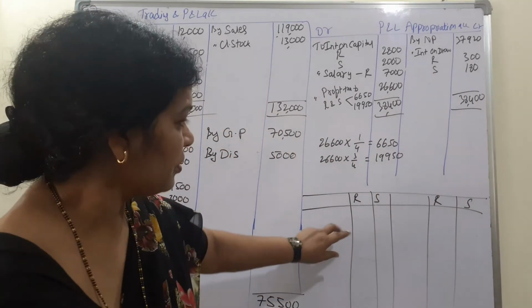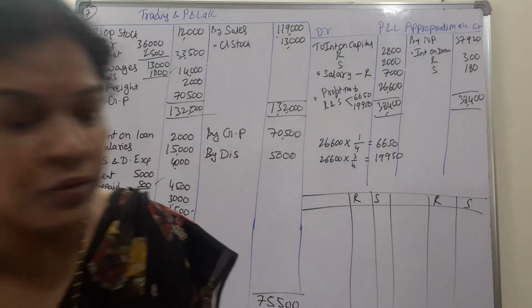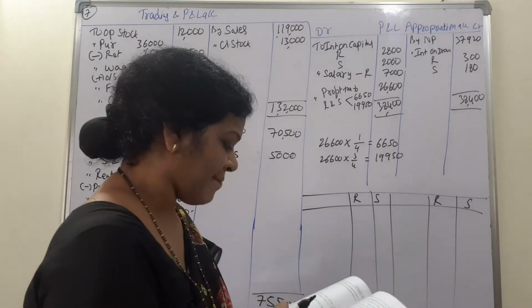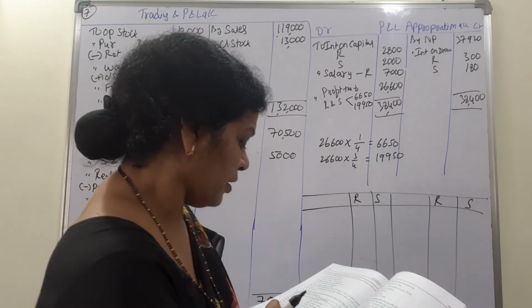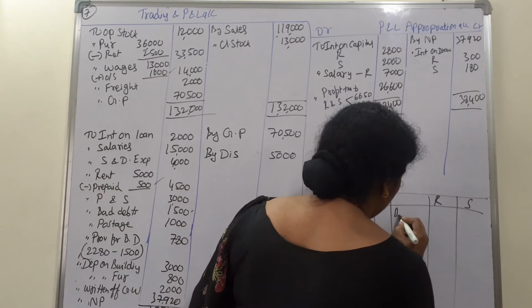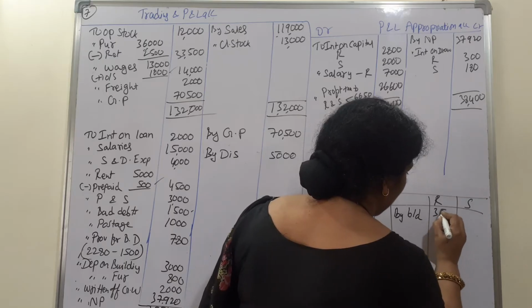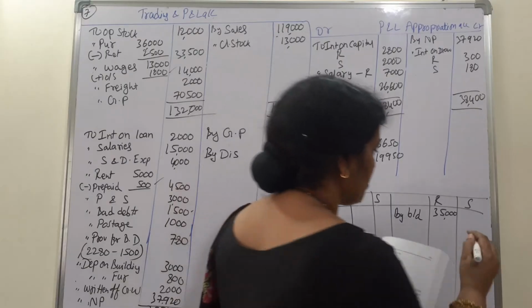Now accounts, their personal accounts. We'll start this account with first balances. Ramesh balance is here 35,000 by balance brought down. And Suresh is 25,000.